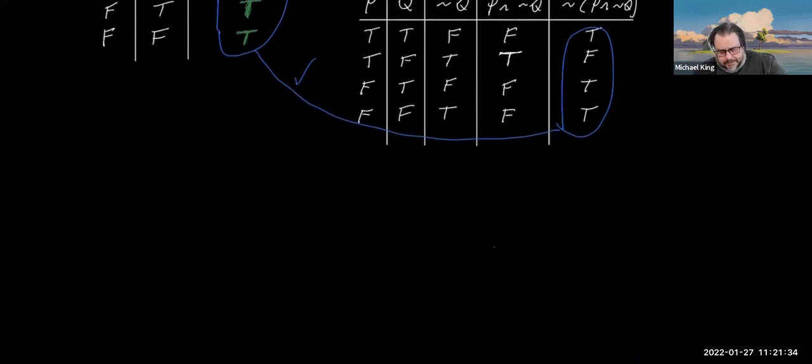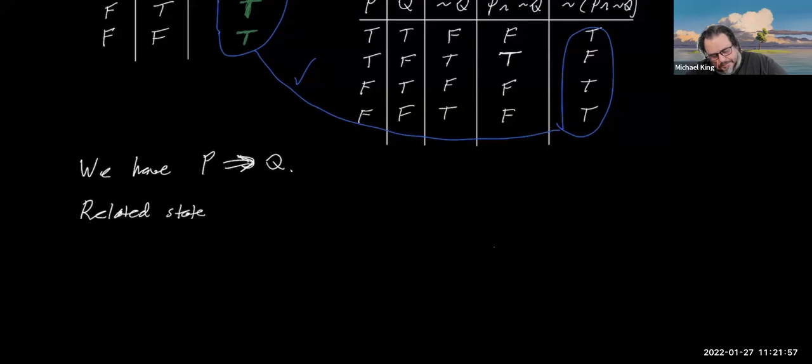Contrapositive. This is just an important concept. So we have P implies Q. That's kind of like one of our basic logical connectors. There are some other related statements. There's what's called the converse, which is when you just flip. You say Q implies P.